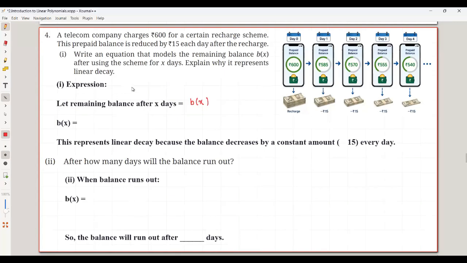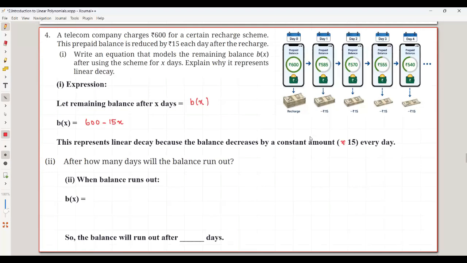P of X is equal to 600, the fixed initial amount, minus 15 rupees reduced every day. So 15 into X, 15X. This represents linear decay because the balance decreases by a constant amount, rupees 15, every day.